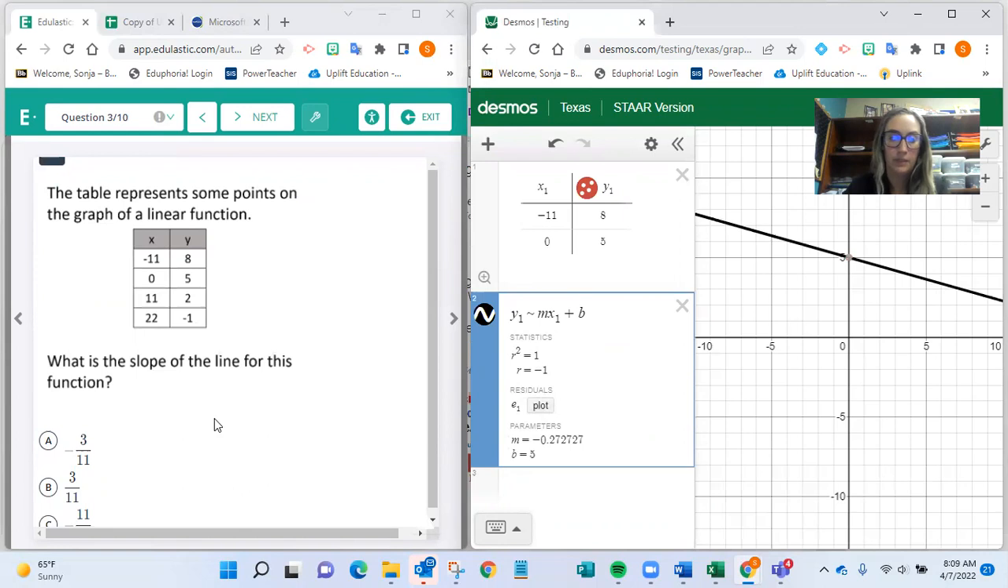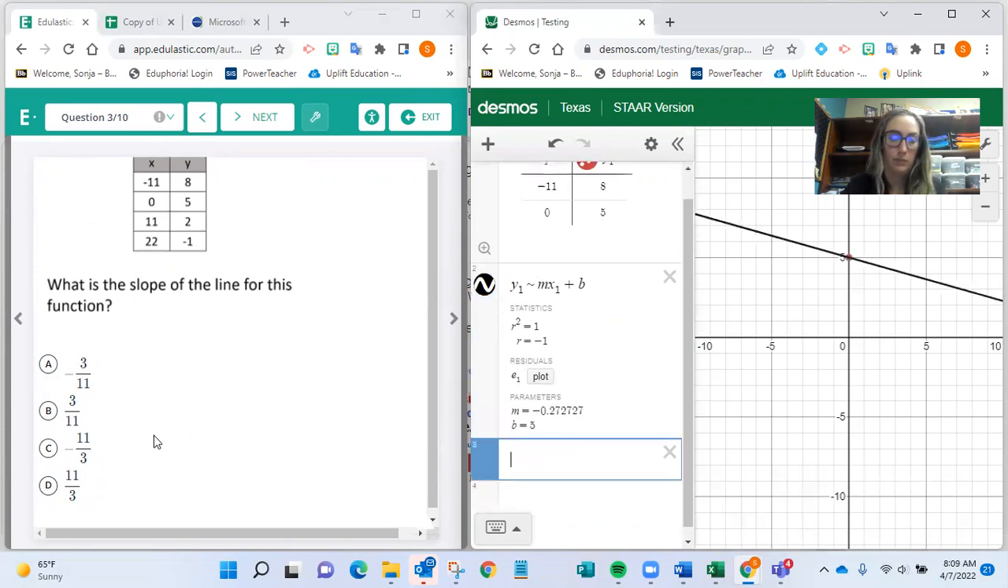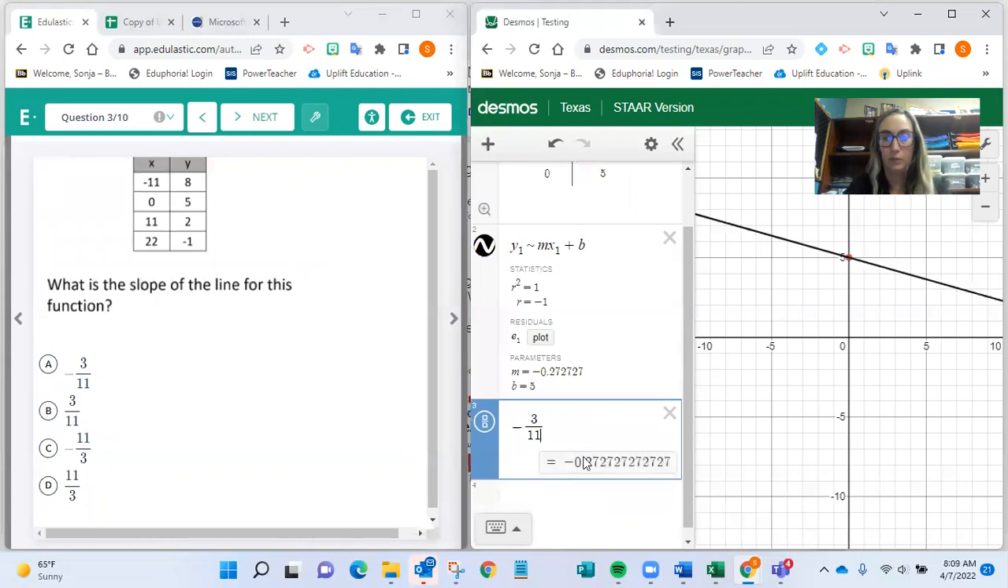Here my m is negative, and it's 0.2727 repeated. There is only one logical answer. It definitely has to be negative, and it wouldn't make sense to have the numerator bigger than the denominator, but let's go ahead and test it out. -3/11. And what do you know? It's a match. We got it.